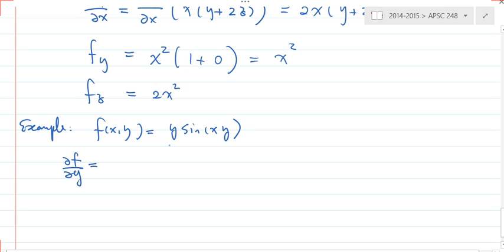Is anybody able to get an answer? Sine xy, plus xy. That's right, you got something there. Not necessarily the right one, but let's continue.